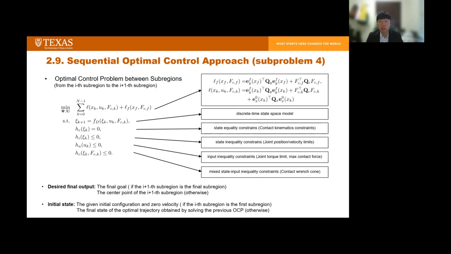After that, we sequentially solve the optimal control problems. We formulate the standard optimal control problem to obtain feasible state input trajectories here. We define the performance index using output error and state error and some contact force term. And we minimize this performance index subject to the discrete time state space model, state inequality and equality constraints, input constraint, and contact range constraint. The desired output will be the final goal if the next subregion is the last one. Also, if the current subregion is the first one, then we will use the given initial configuration as the initial state of this optimal control problem.